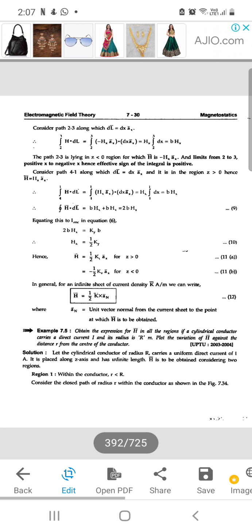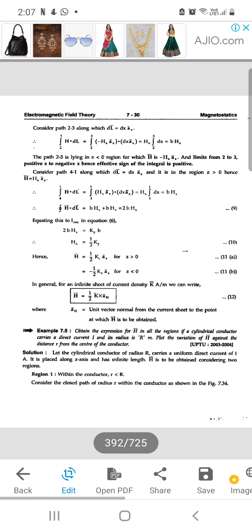I hope it is clear. Since the limits are in the range 2 to 3, and 3 to 2 can be interchanged, and H was minus Hx ax here, both negative signs cancel off. So our final answer will be positive, that is b into Hx.